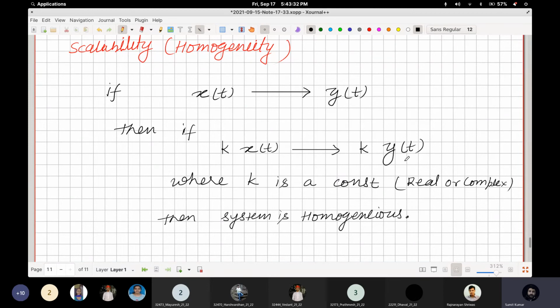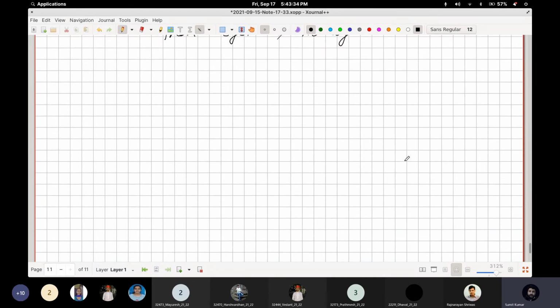Is that clear? So let's start with the simplest problem possible, that your output is equal to input only. Tell me whether this is homogeneous or not. Tell me if the system is homogeneous or not.